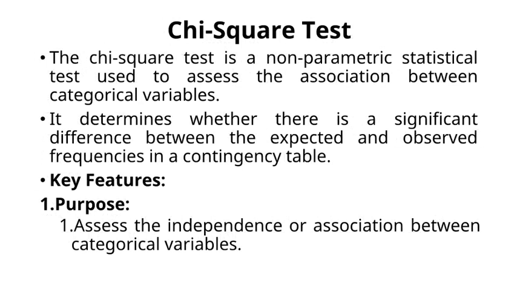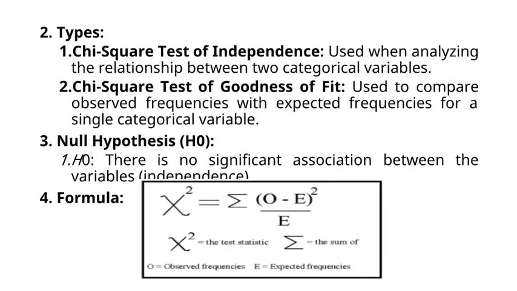The chi-square test is a non-parametric statistical test used to assess the association between categorical variables. It determines whether there is a significant difference between the expected and observed frequencies in a contingency table. Key features. 1. Purpose. Assess the independence or association between categorical variables. 2. Types. Chi-square test of independence, used when analyzing the relationship between two categorical variables. Chi-square test of goodness of fit, used to compare observed frequencies with expected frequencies for a single categorical variable. 3. Null hypothesis, H0. There is no significant association between the variables, independence.